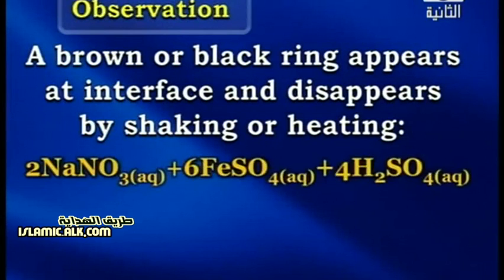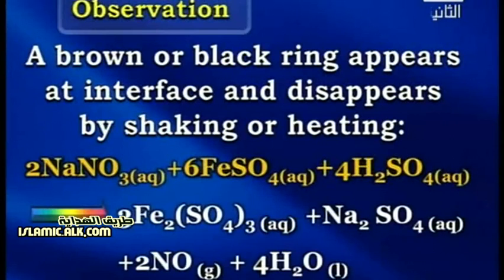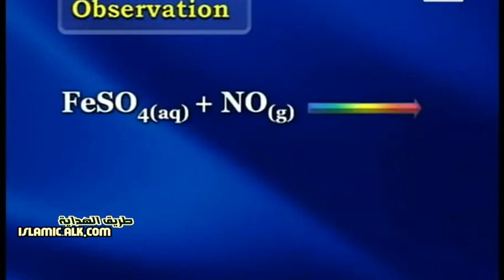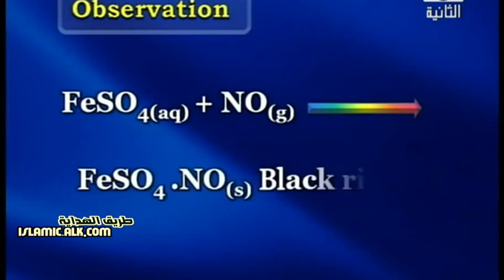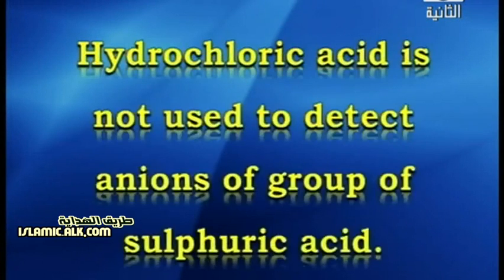heating. So here sodium nitrate plus iron(II) sulfate plus sulfuric acid gives iron(III) sulfate and sodium sulfate and nitric oxide gas and water vapor. Here, my dear students, the nitric oxide gas reacts with iron(II) sulfate, forming the black ring compound, which is FeSO4·NO. Now we have to give reasons at this point.